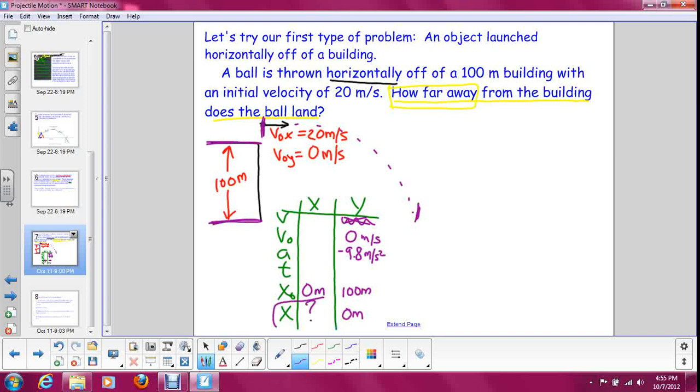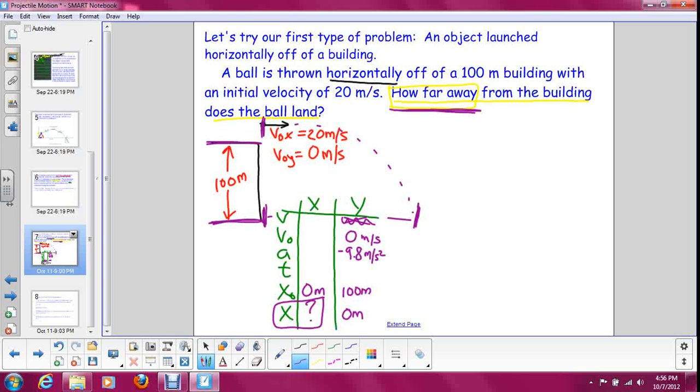This is what we're solving for right here. The final position in the x of the ball. How far away from the building does it land? So if this is our building here, the displacement we're looking at is a horizontal displacement.